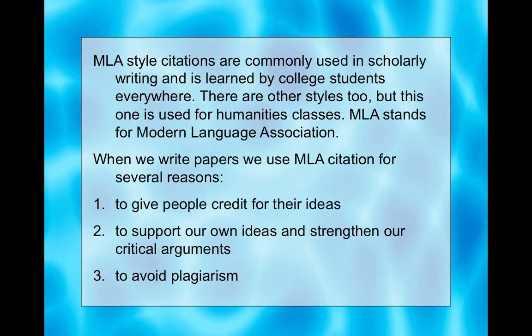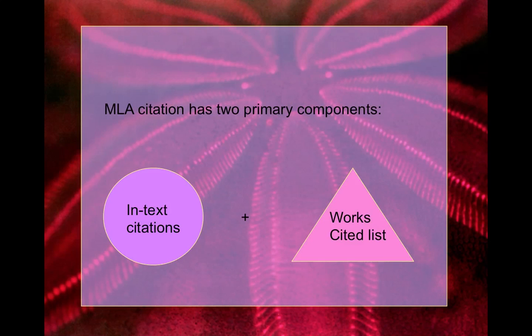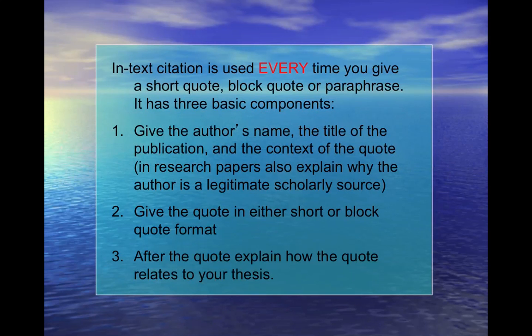MLA citation is a thing you do in scholarly writing. The whole point of it is to give people credit for their ideas, support your own ideas, and avoid plagiarism. So that's why we do it. There are 2 components, in-text and works cited. In-text has 3 parts. You give the author's name, the title of publication, and the context, and for research papers, explain why that author is legitimate and scholarly.